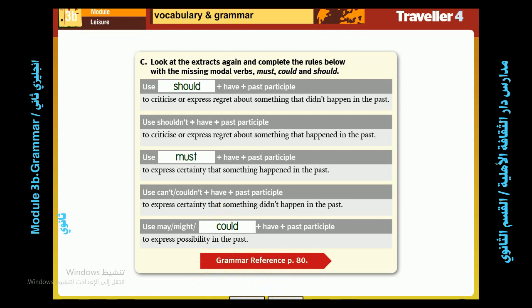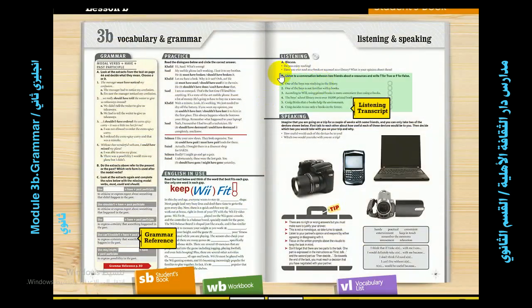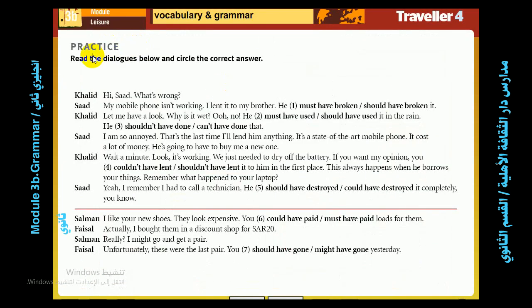Now let's move to practice. We have a conversation. Read the dialogues below and circle the correct answer. Khalid and Saad. Hi Saad, what's wrong?